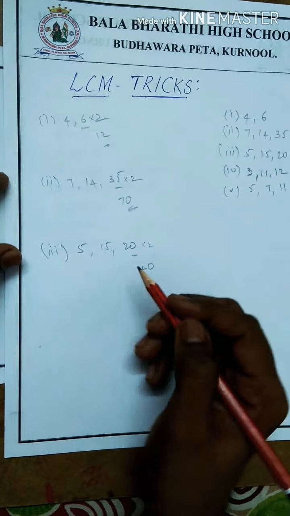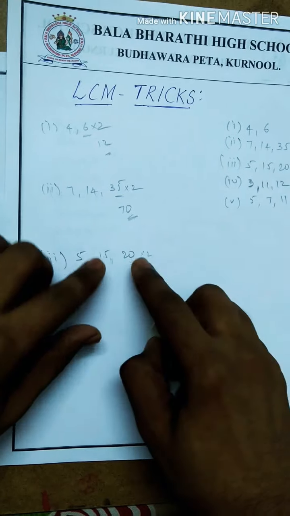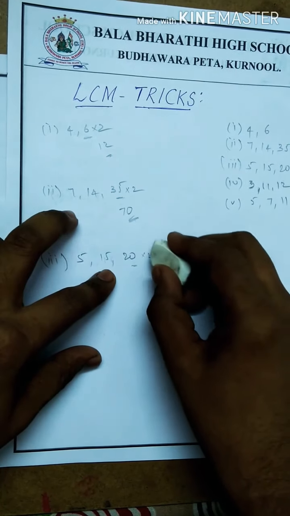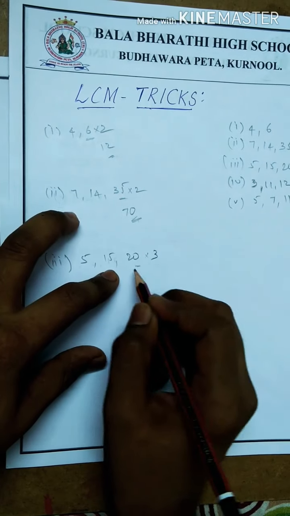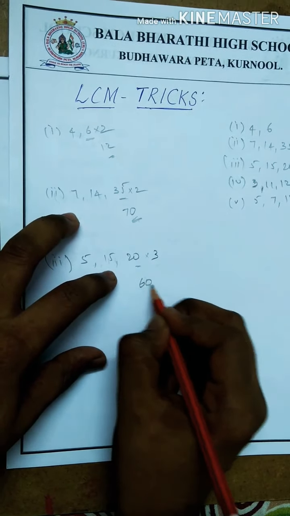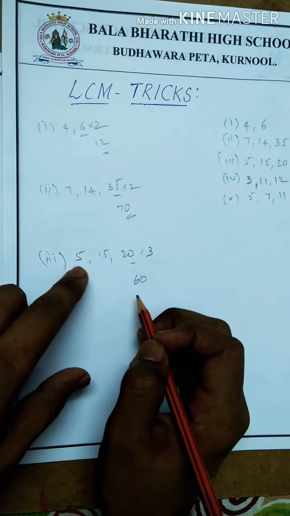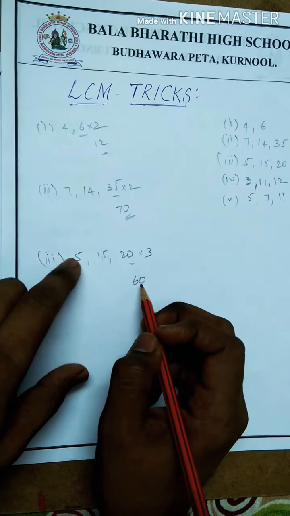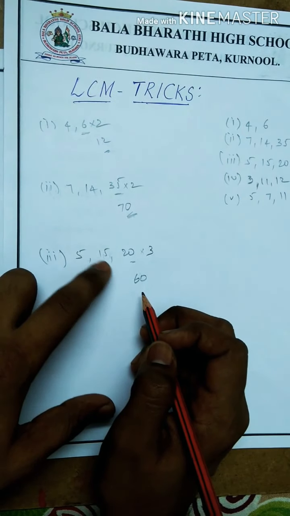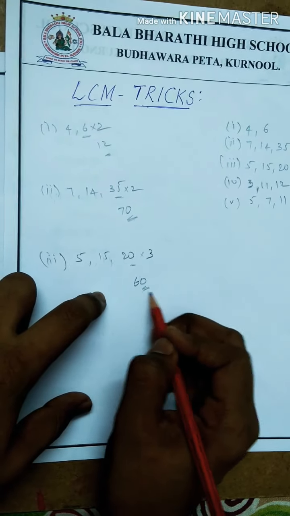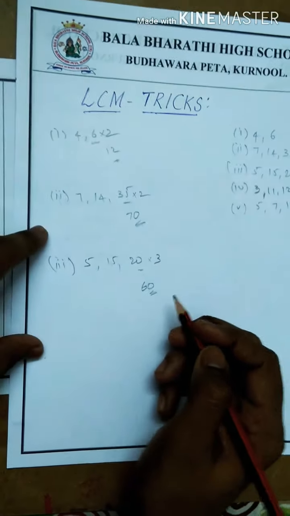No. So here what you need to do is, instead of multiplying the highest number with 2, you multiply the highest number with 3. 3 20s are 60. Can 60 be divided by 5? Yes. 12 5s are 60. Can 60 be divided by 15? Yes. 15 4s are 60. Therefore 60 is the LCM of 5, 15, 20.